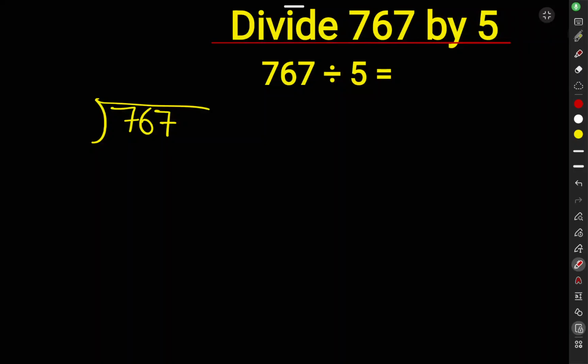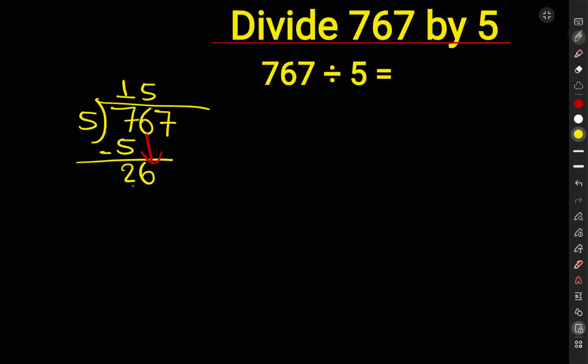Here we divide 767 by 5 in a long division method. 5 times 1 is 5. On subtracting we get 2. So now we put down this 6 and it is 26.